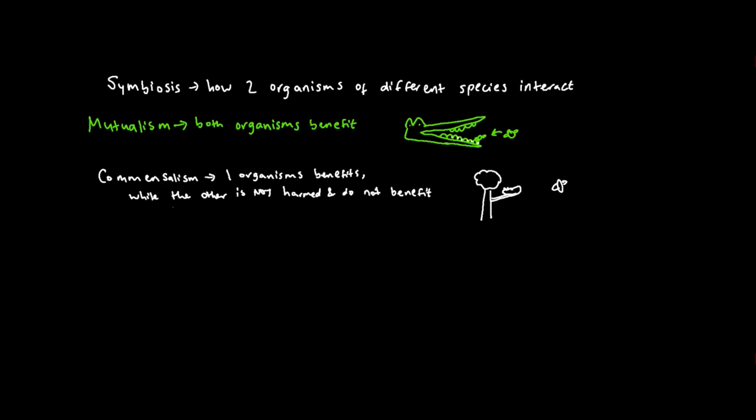So in commensalism, the benefit typically tends to be food, protection, and transportation, while the other organism isn't harmed or does not benefit.